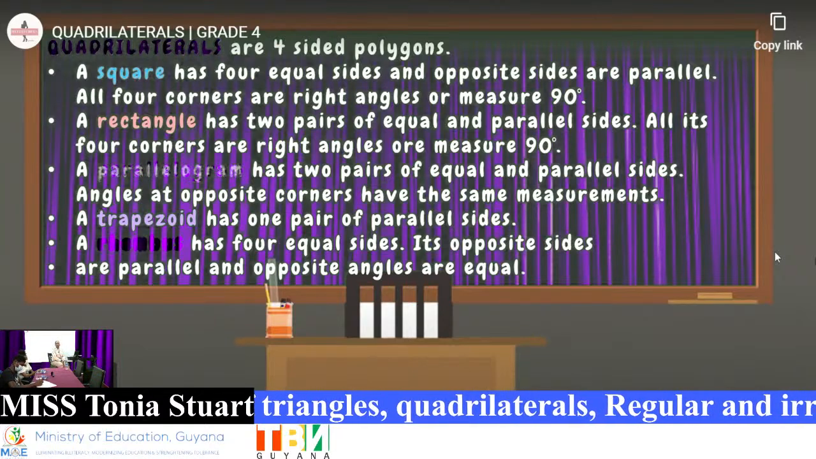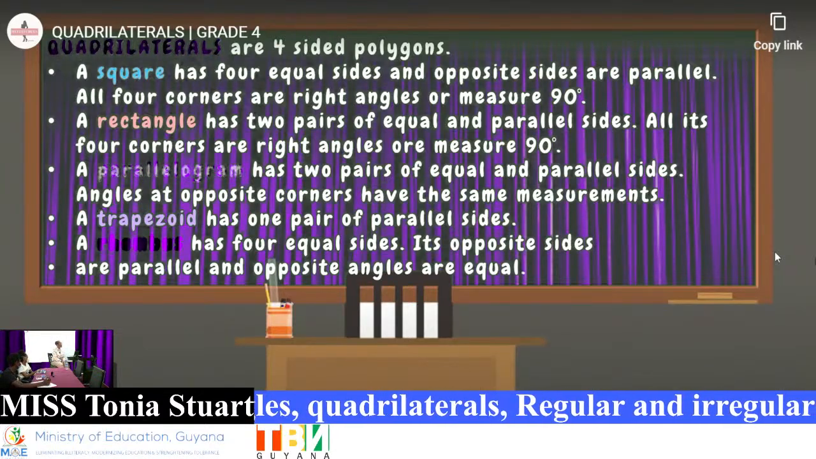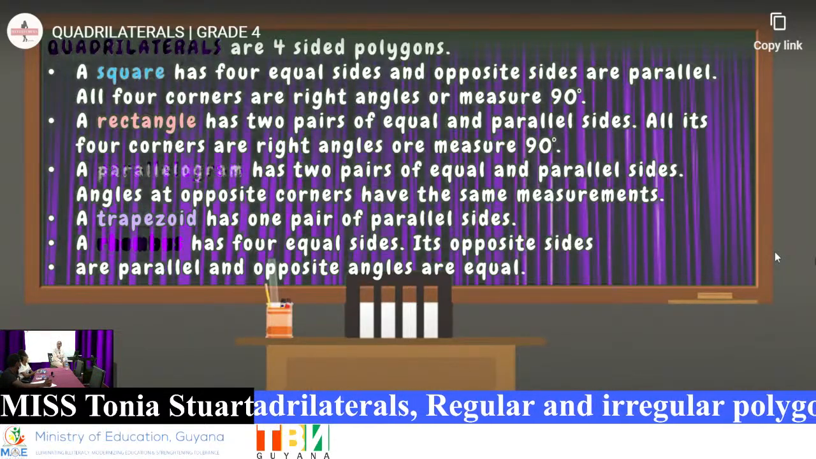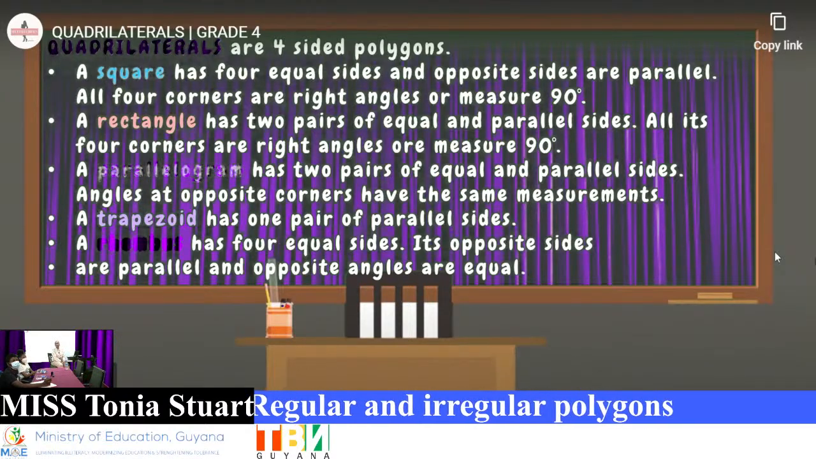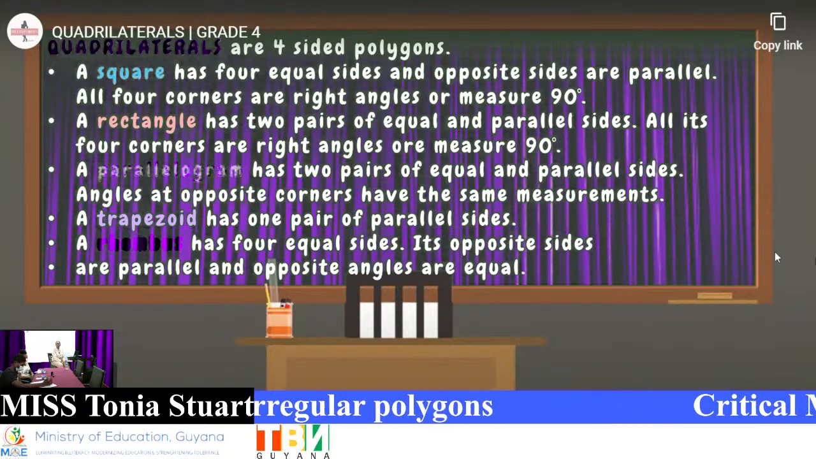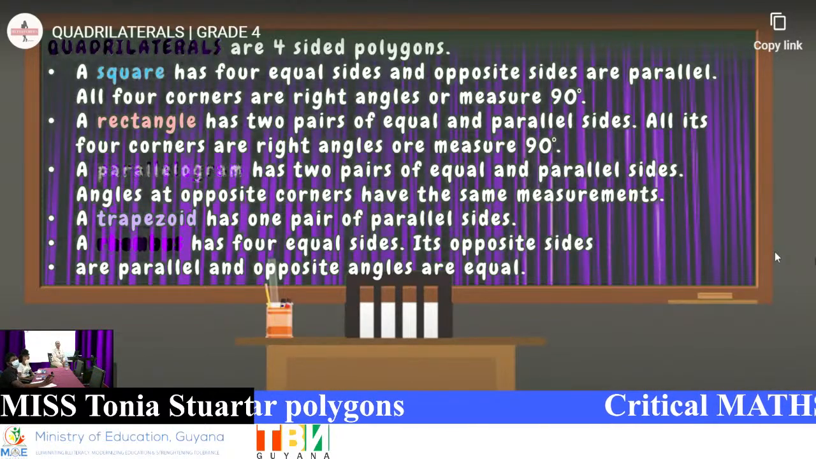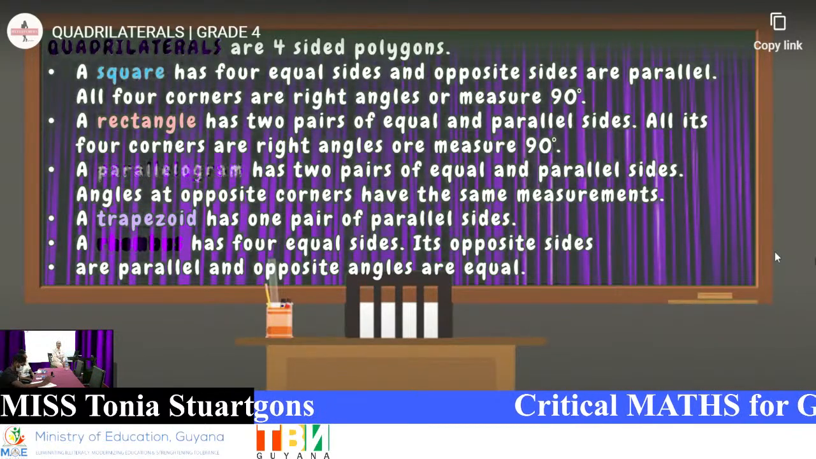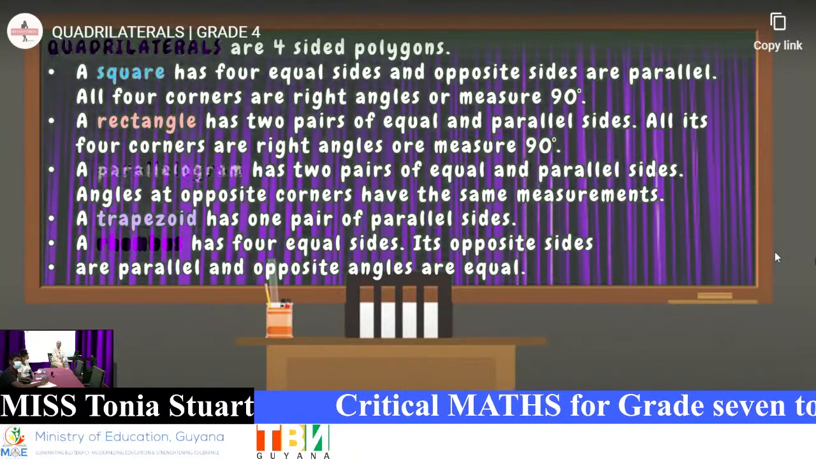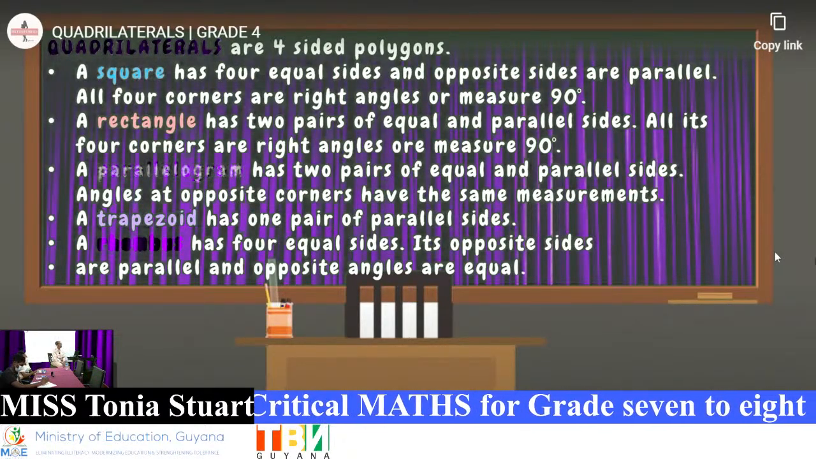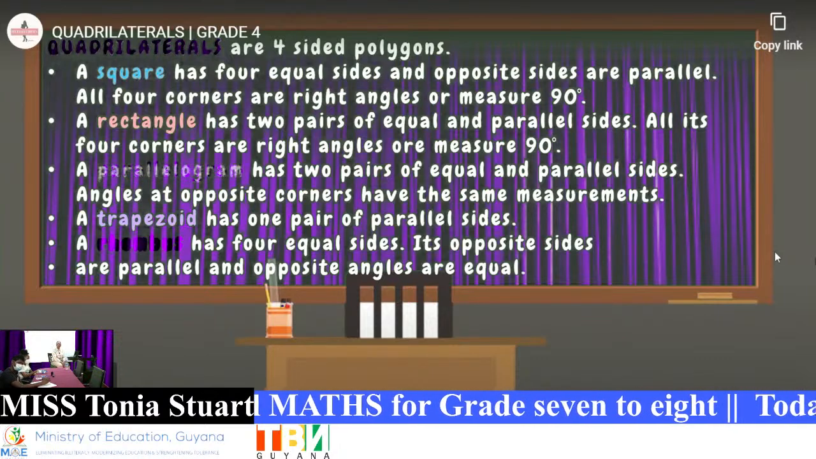So, I know you could not have received everything, but we have a little note there. So, look at the notes. See if what you would have written or what you have taken note of are some of the things that you have there, or if there's anything that you would have left out from what you would have understood or learned about the quadrilaterals.